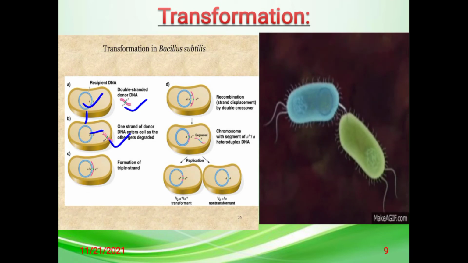Then this bacterial DNA attaches at this part, and then next, completely attached, and this whole process is called transformation. This transformation was first observed by Griffith, and it is used in genetic engineering for insulin production.